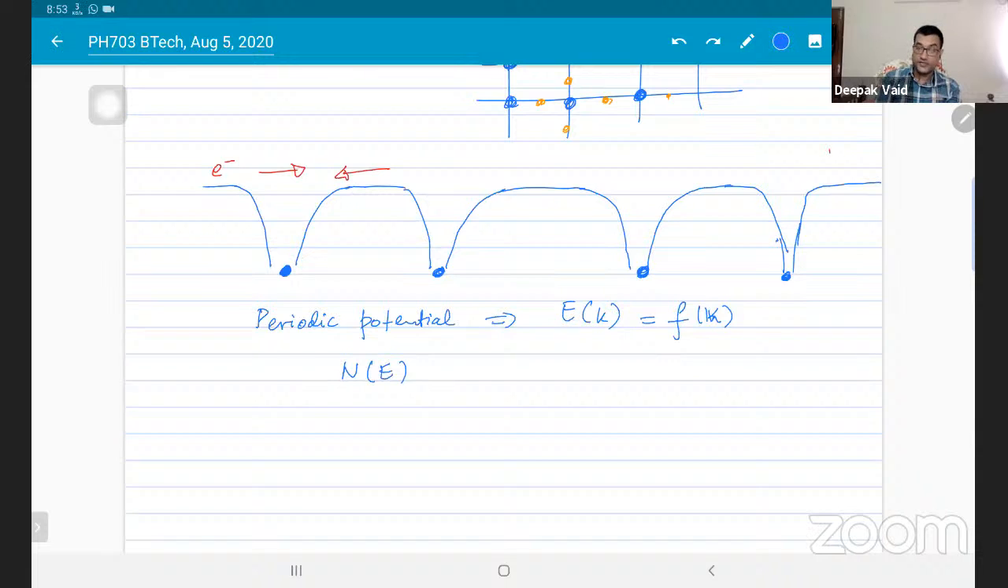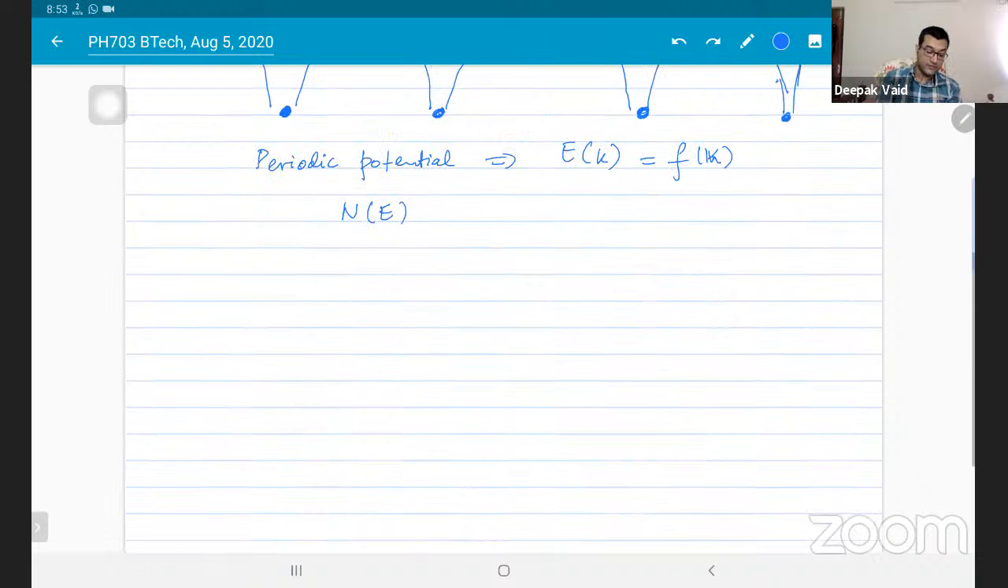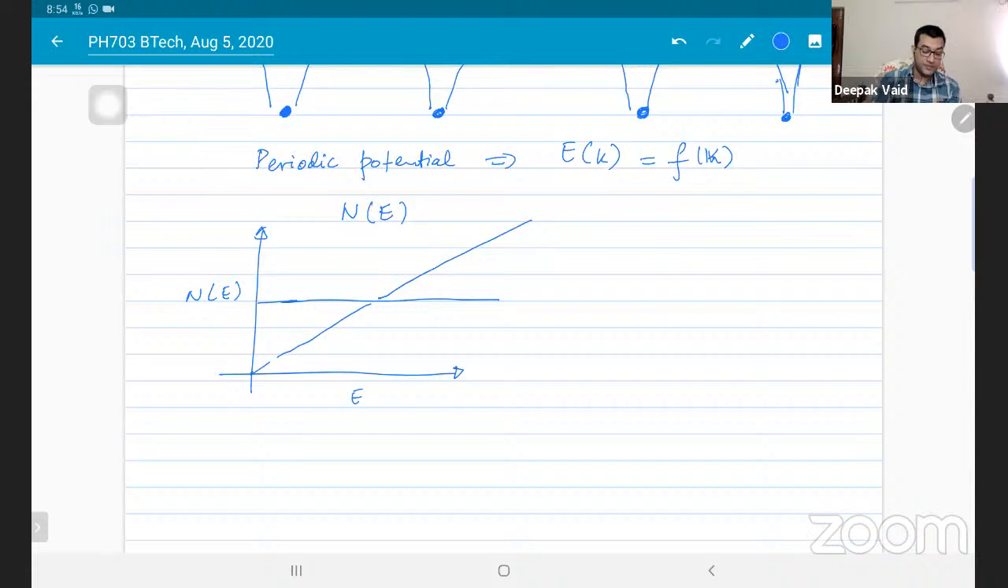And this density of states will determine, so you can have different possibilities. You can have a constant density of states. You can have a linearly increasing density of states, or you can have a density of states like this, or you can have something which goes down. These are all different possibilities.